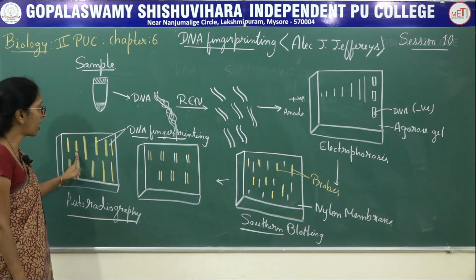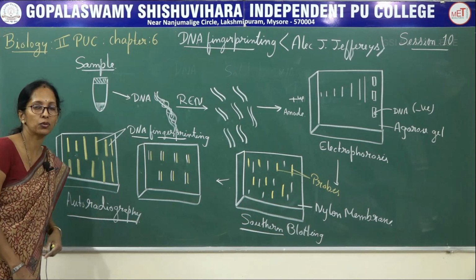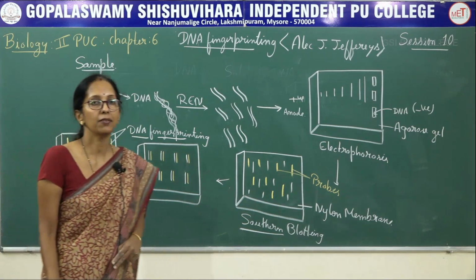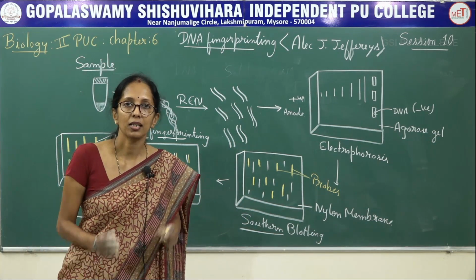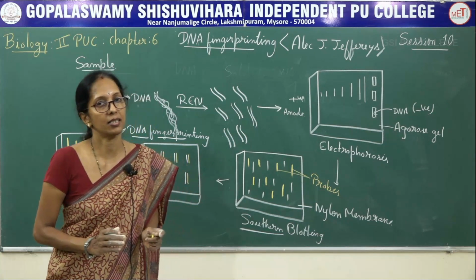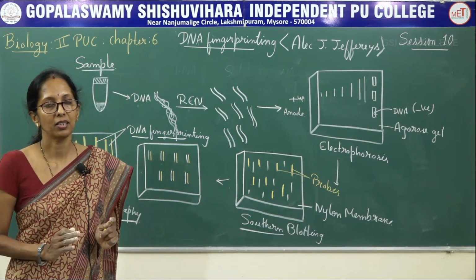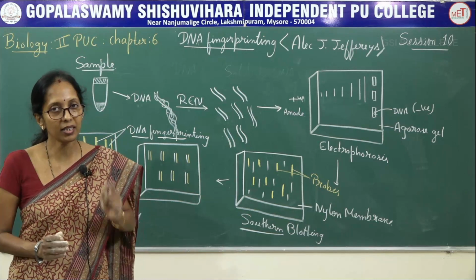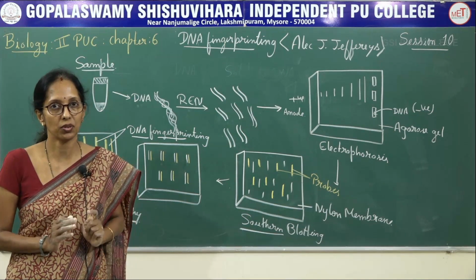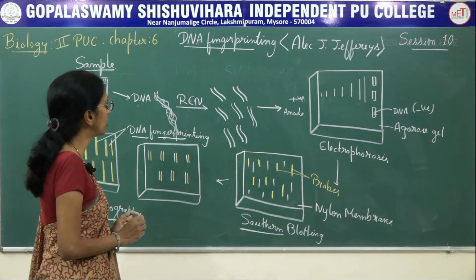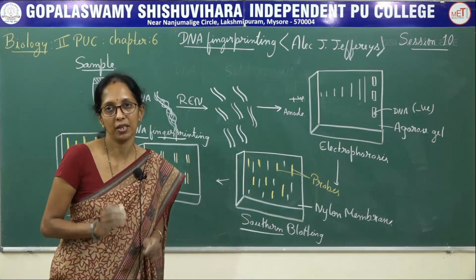So these bands are compared to that of the suspect. If the two bands are identical, then he is considered the culprit. If the two bands are non-identical, he is considered an innocent person. So this is about genetic fingerprinting.